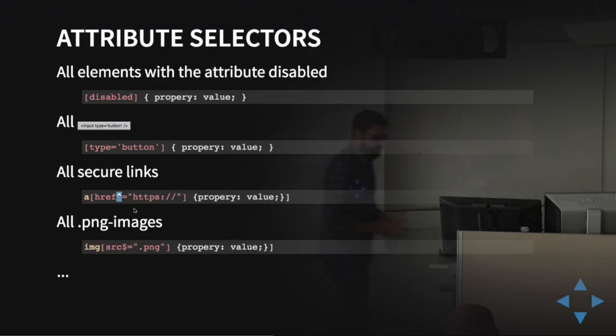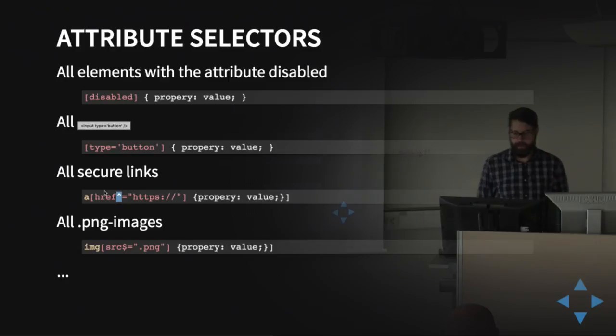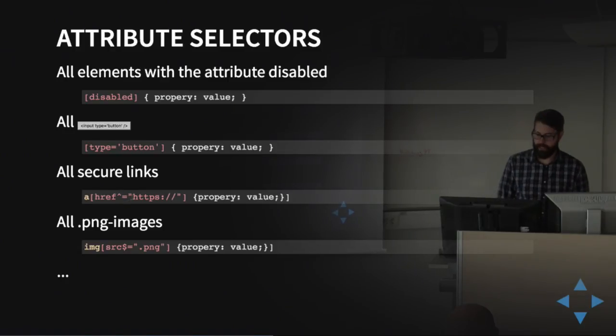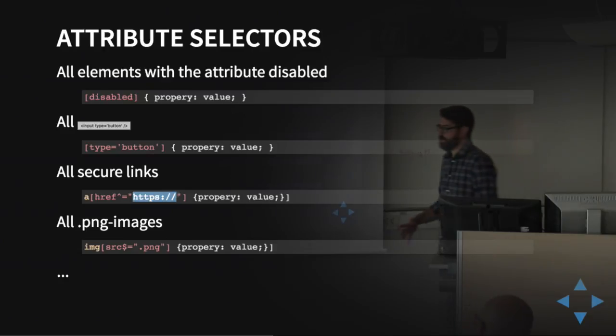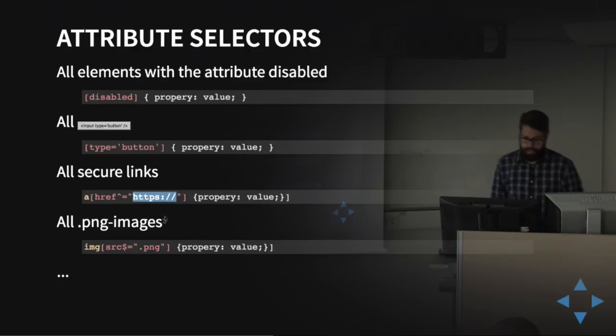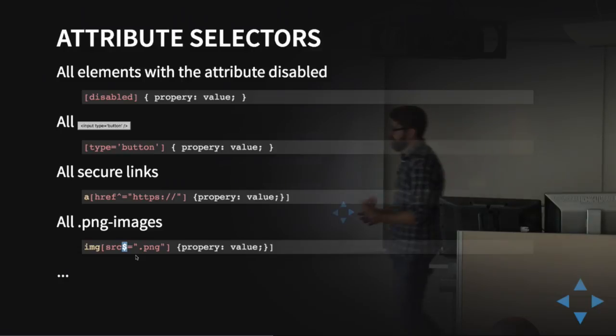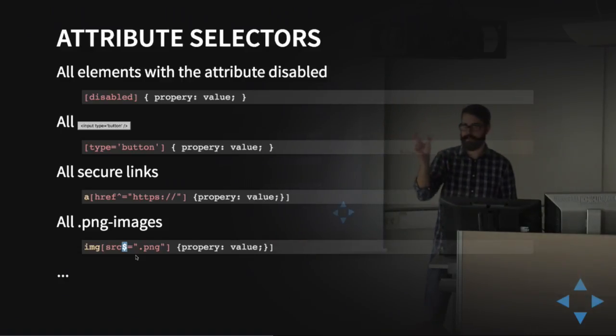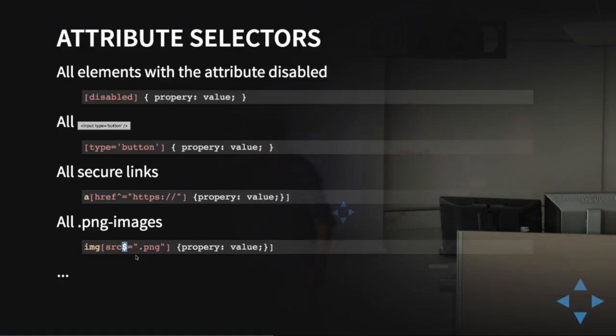This means the beginning of something. So what this one says is, okay, take all A tags that begin with https://. So you could find all elements that have secure links, for instance, and maybe add a lock or something to that link, if you like. You could also use the dollar sign, the opposite of the rooftop, to find, for instance, all images that have a source attribute that ends with .png, and change them if you like.